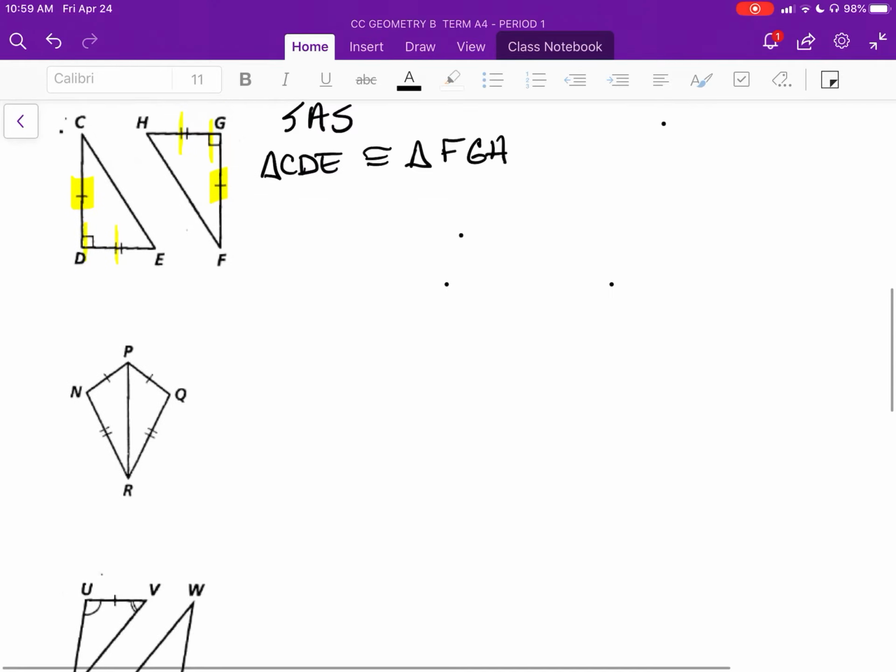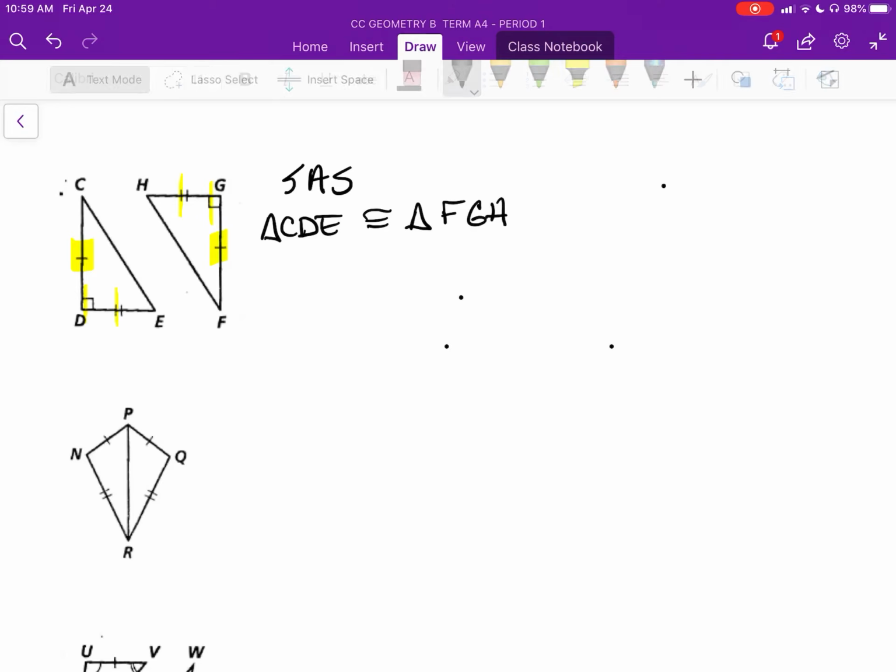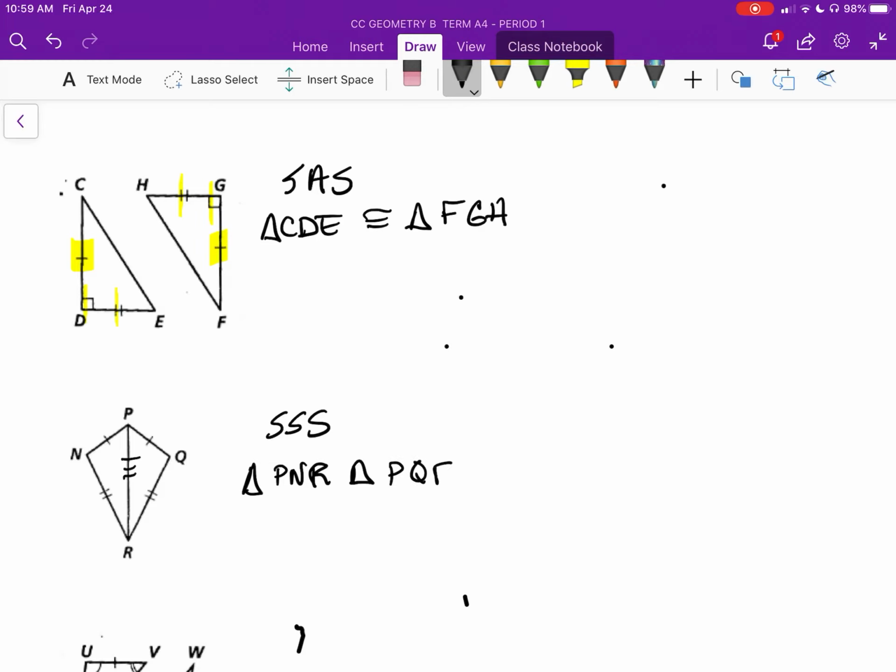And then this last one before I move into our other two postulates is another example of side, side, side. We can just add this third side in the middle. And so these are congruent by side, side, side. And so I could say that triangle, let's start with P, PNR is congruent to triangle PQR.